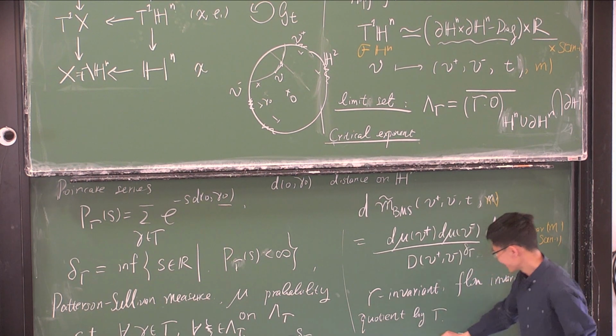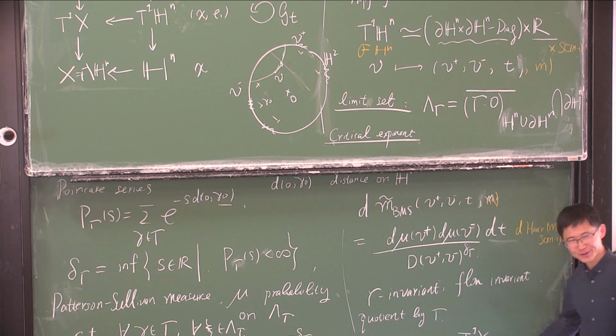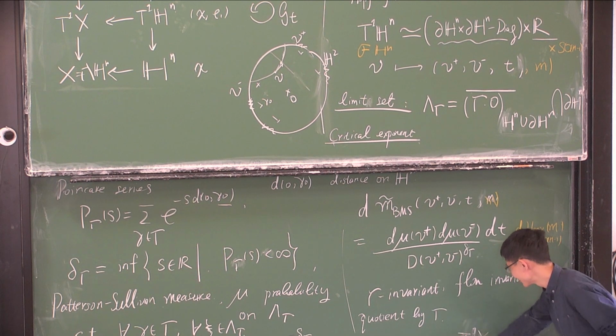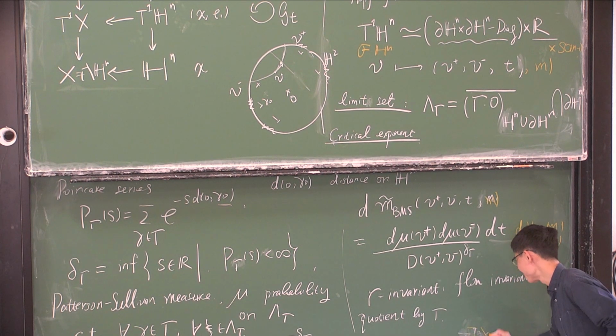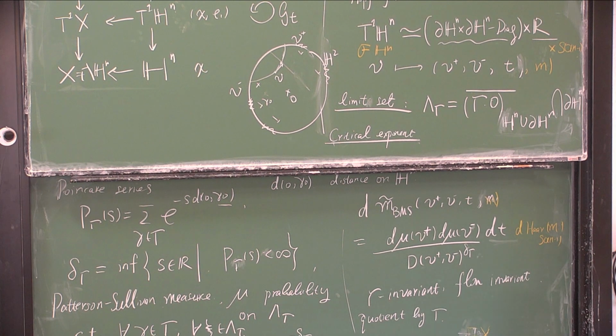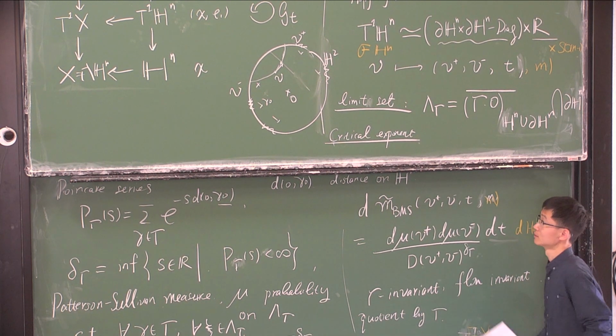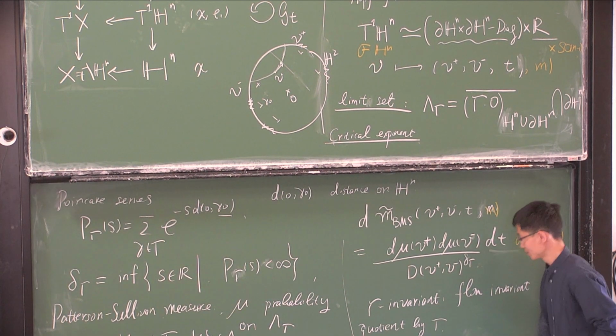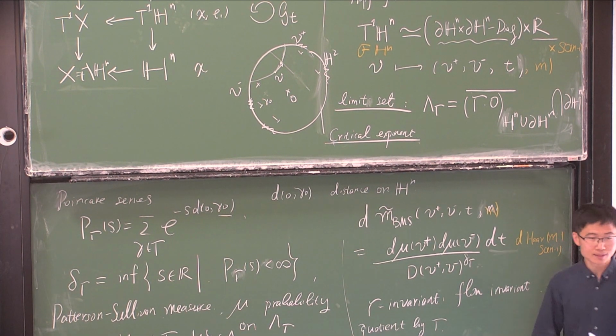So then our Bowen-Margulis-Sullivan measure will be on the frame flow. You can get the same thing on the frame flow. It's also gamma invariant and flow invariant, and also M invariant on the other side. Put it here. So now I can state the main theorem.